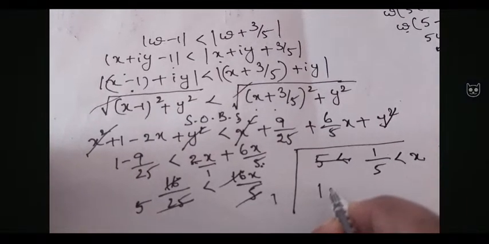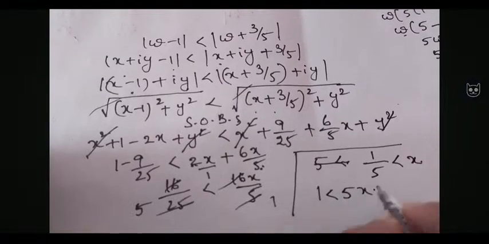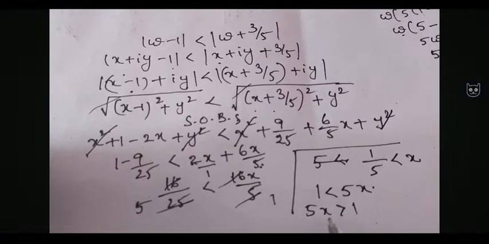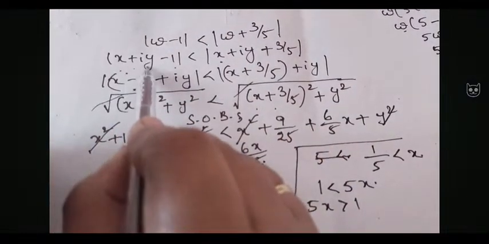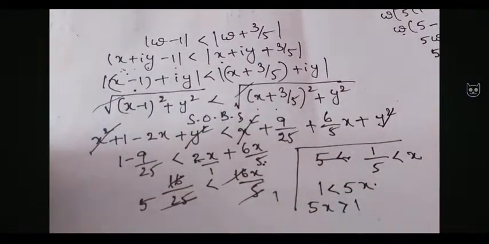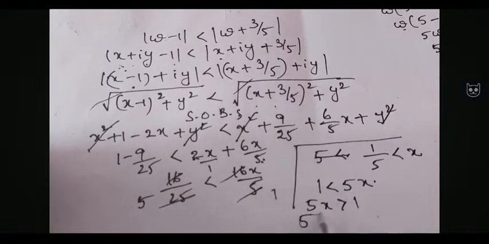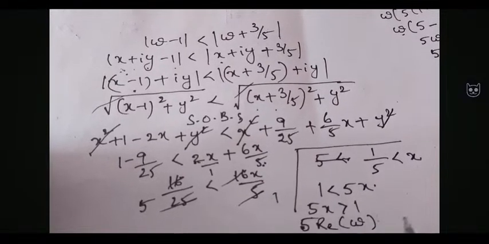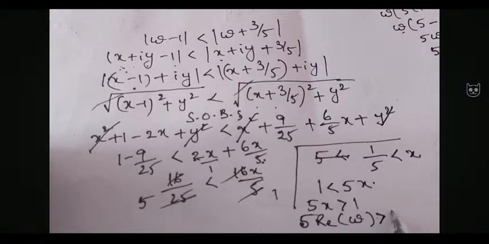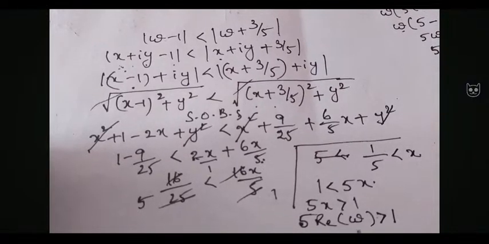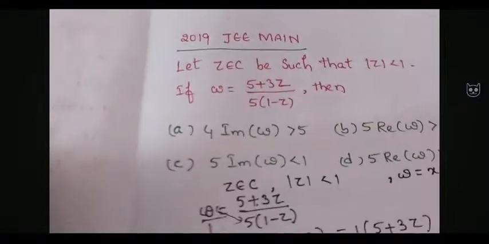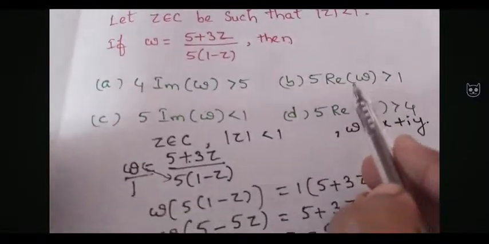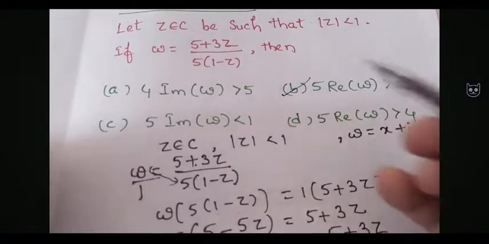So how can we write? 1 less than 5x. So I will write 5x greater than 1. What is x? Real of omega, since I said here omega is x plus iy, so x is real of omega. How many times? 5 times. So 5 times real of omega greater than 1. So check this option in the given options. 5 times real of omega greater than 1, so option B is correct.